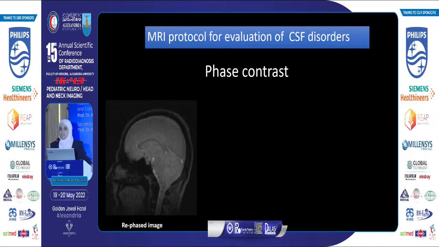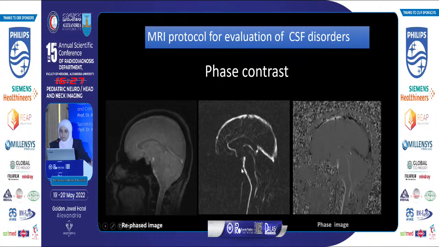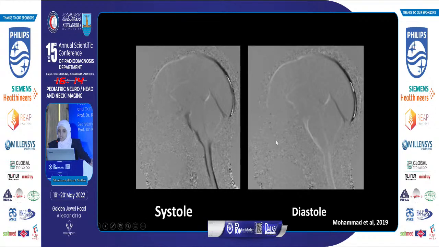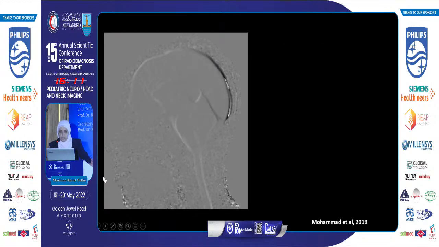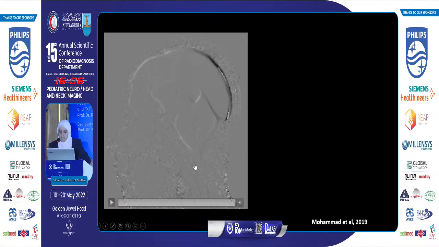Also, the phase contrast sequence is retrieved with three types of contrast. This is a background image, refocused image, and this is a magnitude image. The CSF, as a flowing structure, appears as bright signal with suppression of any surrounding background. In the phase image, we can see the flow according to direction in bright or dark signal. During systole, the flowing CSF appears as dark signal, while in diastole it appears as bright signal. It is retrieved as a cine-mode image. We can see here alternating dark and bright signal in systole and diastole.